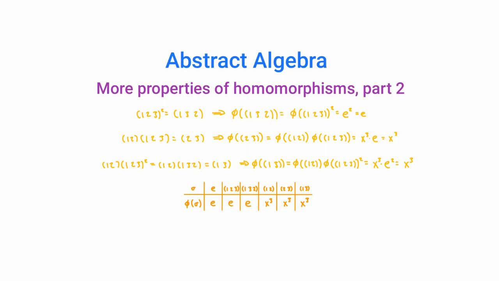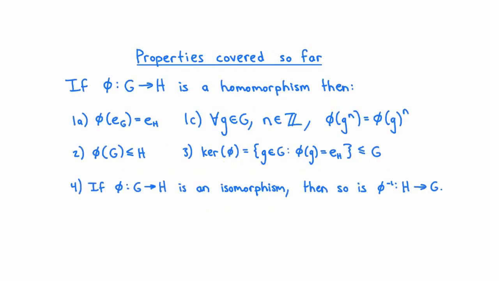In this video, which is a continuation of the previous one, we're going to talk about how homomorphisms are determined by the values that they take on a set of generators for a group. To start with, let me remind you of the properties that we've covered so far.